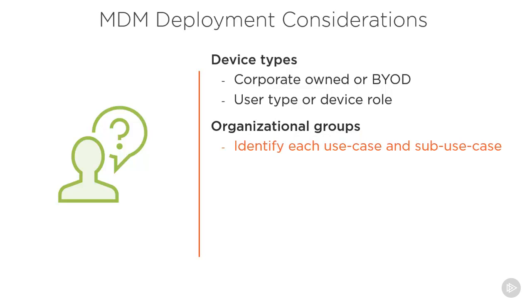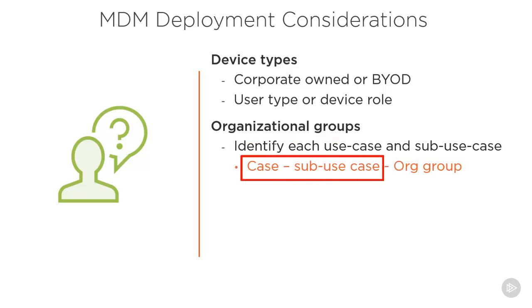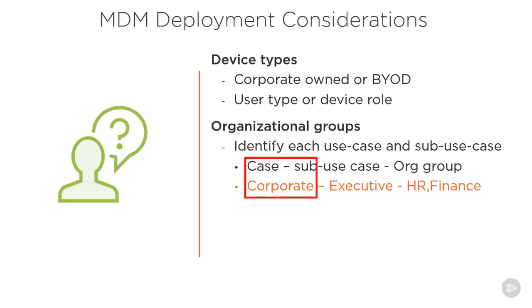We need to identify what's called a use case and a sub-use case. We even have a couple more components. So let me give you an example of this. A use case, then a sub-use case, and even further we can go down to an organization group. We can even go down to platform and apps. But let me give you an example of this. A use case could be the corporate, a sub-use case would be the executive within corporate, and the org group would be the executive that's part of HR or part of finance.